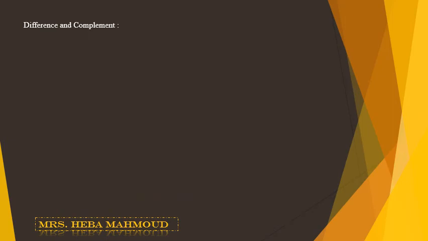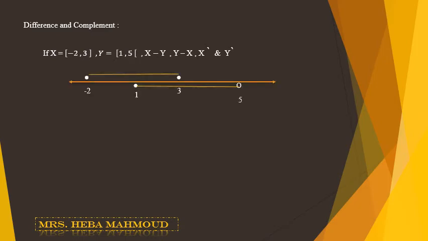The difference and the complements. If we have two intervals, -2 closed and 3 closed, this is interval x, and y equals 1 closed and 5 open. Now we want to find x difference y, y difference x, and x complement, y complement. First, we have to draw a number line that represents the intervals x and y.